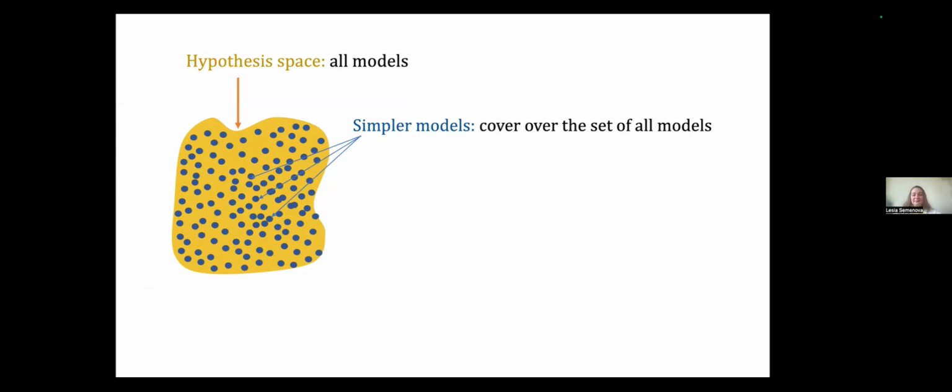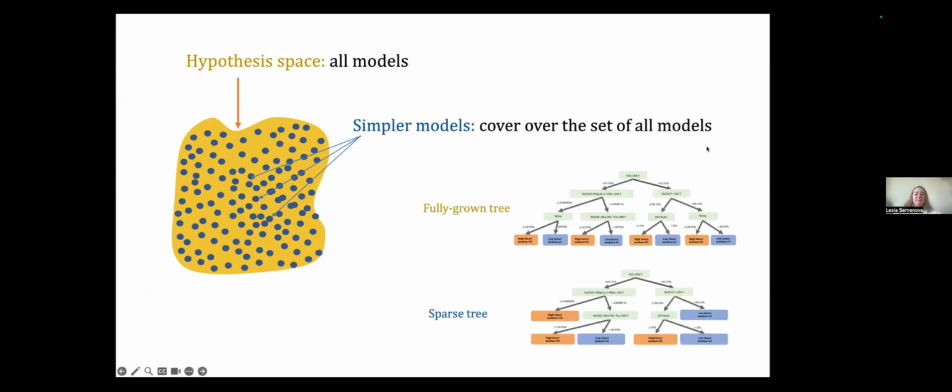Let me give you a specific example. Let my hypothesis space, yellow, allow different trees up to full depth, yet my blue space will be sparser trees, meaning that they are more pruned and not fully grown. And in a way, the simpler space can form a cover over the whole hypothesis space. For example, trees are known as a universal function approximator, so it works for them well.